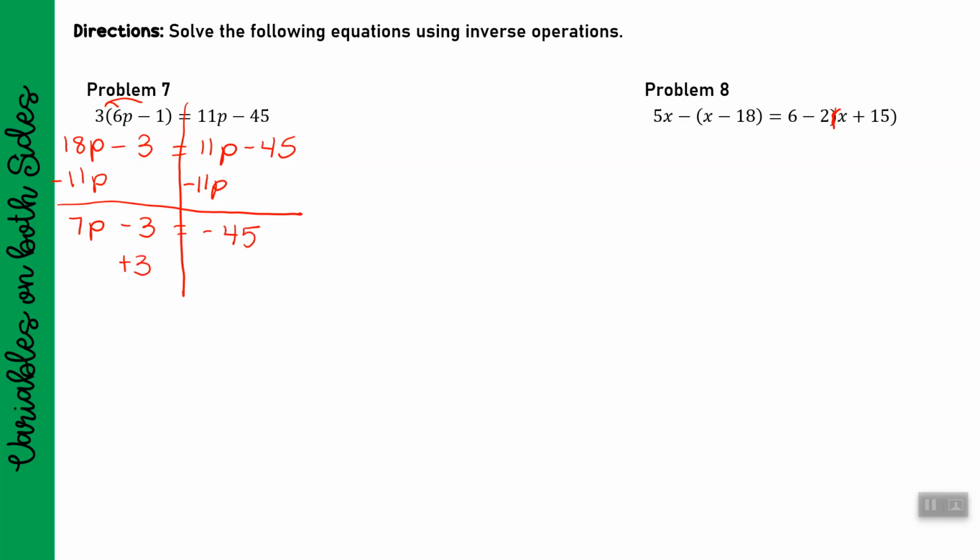Add 3 to both sides. So I get 7p. We have to be careful with our signs here. Negative 45 plus 3 is going to be negative 42. Now I'm going to go ahead, inverse again, divide both sides by 7. This is actually a problem, the 42 divided by 7, I will never forget.